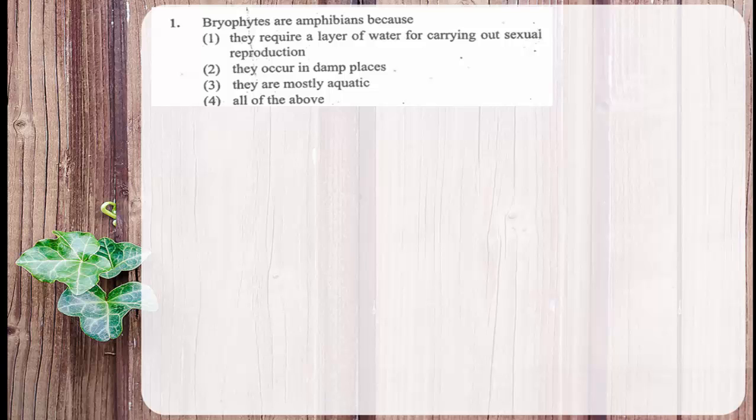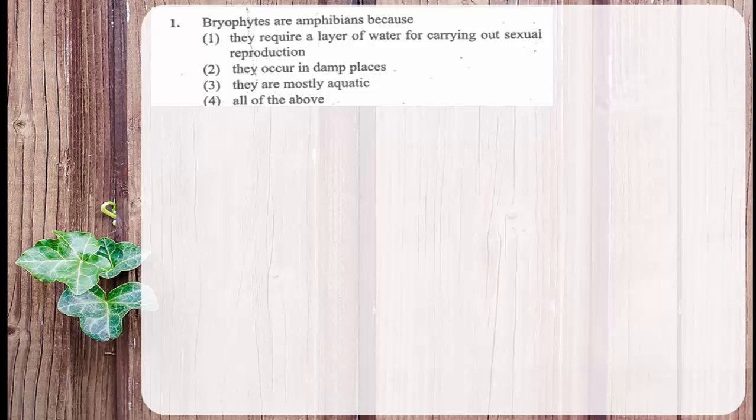Bryophytes are amphibians. This is the question. And the options are: because they require a layer of water for carrying out sexual reproduction; they occur in damp places; they are mostly aquatic; and the fourth option is all of the above. It is a direct question with respect to the characters of bryophytes.